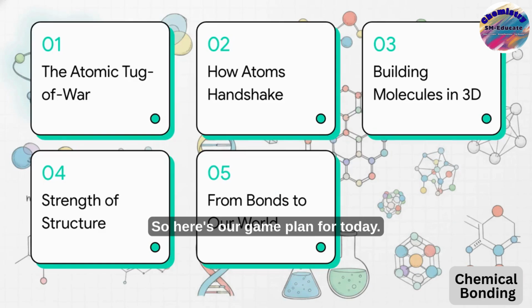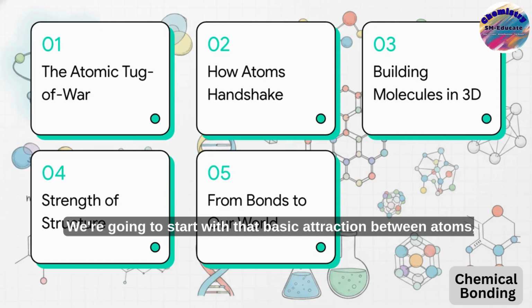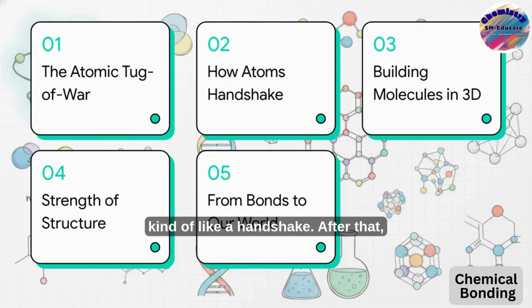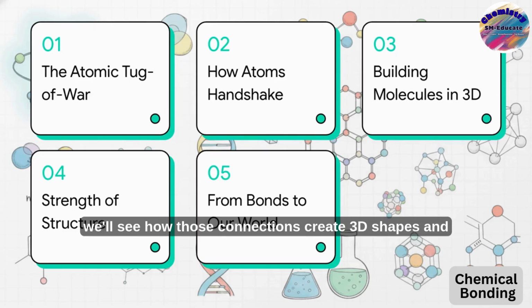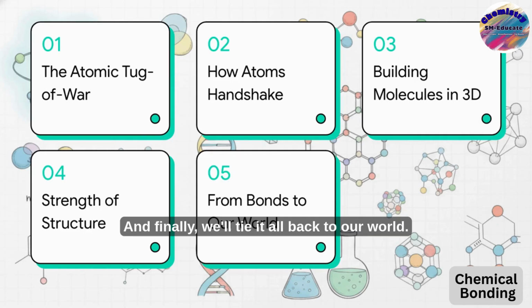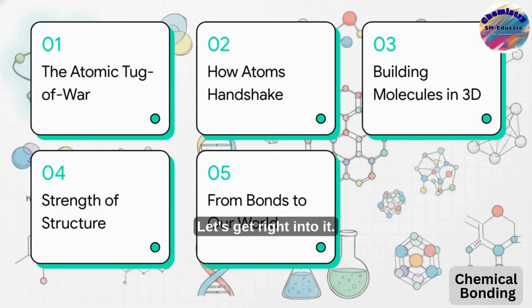So here's our game plan for today. We're going to start with that basic attraction between atoms, then we'll look at how they actually form connections, kind of like a handshake. After that, we'll see how those connections create 3D shapes, and then how that shape determines a substance's strength. And finally, we'll tie it all back to our world. Let's get right into it.